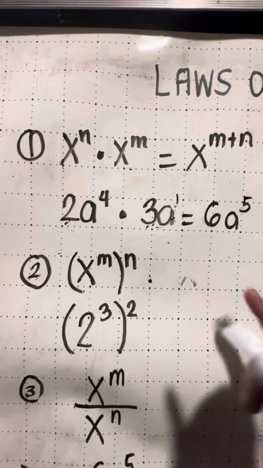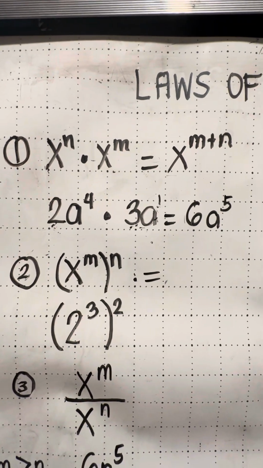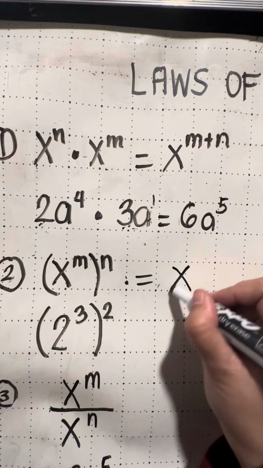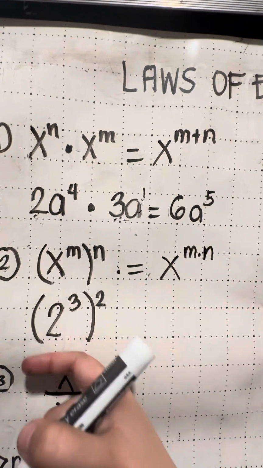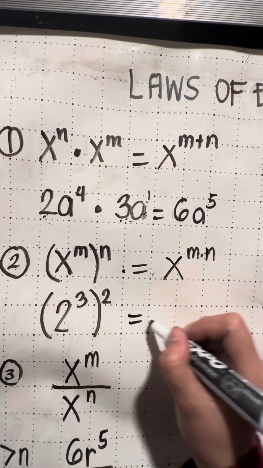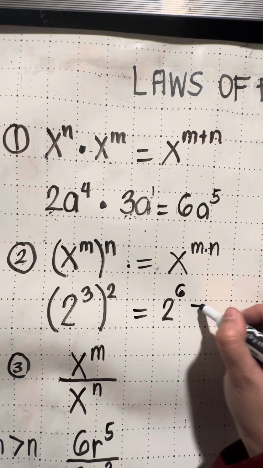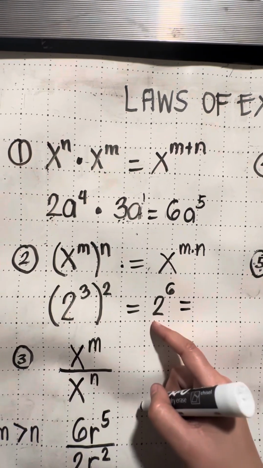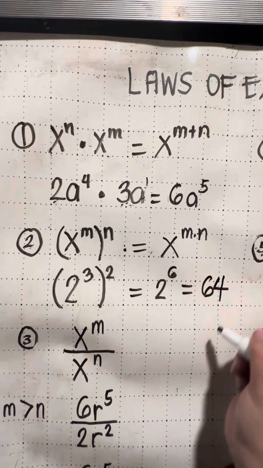And for number 2, this is the power rule of exponents, okay? So just write the base x and then multiply the exponents. Applying in this example, write the base 2 and then multiply 3 and 2, and that is 6. And you can still simplify 2 to the 6th power. Multiplying 2 by itself 6 times, that is 64.